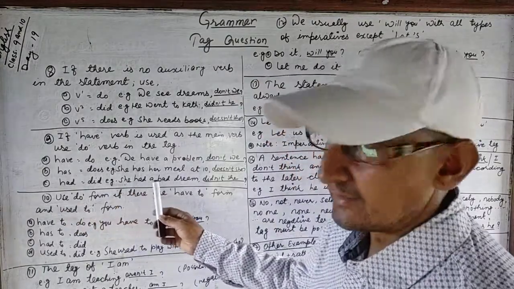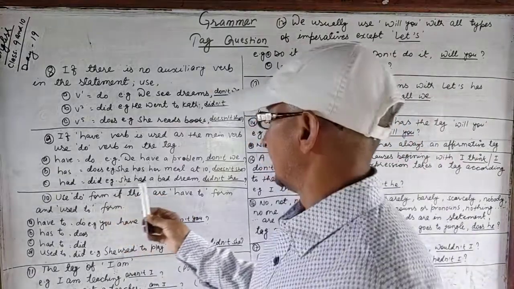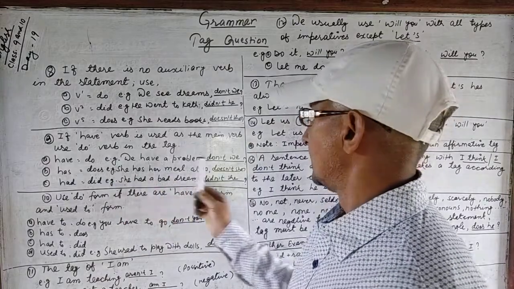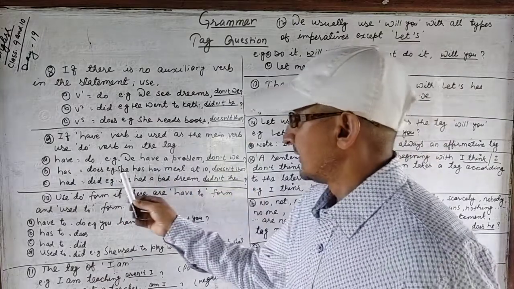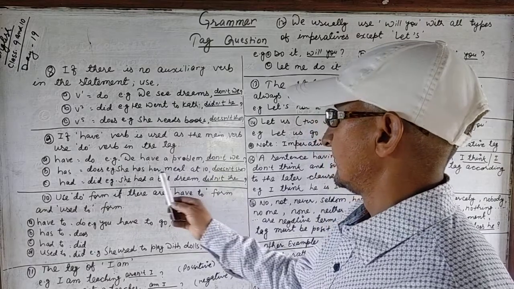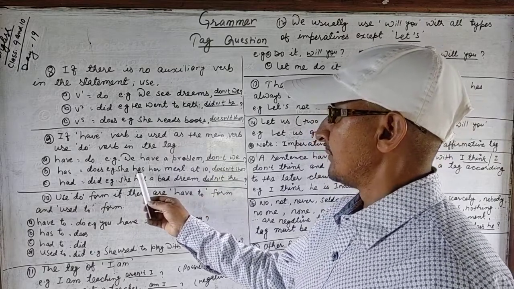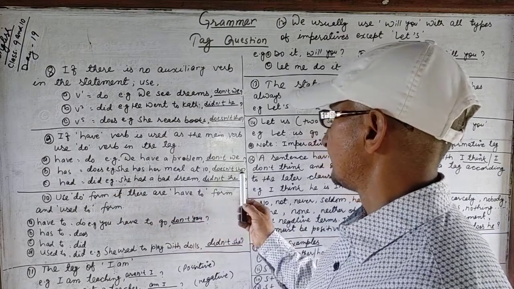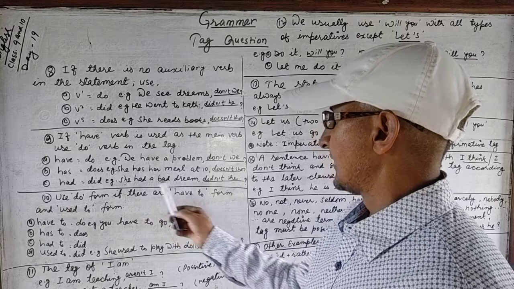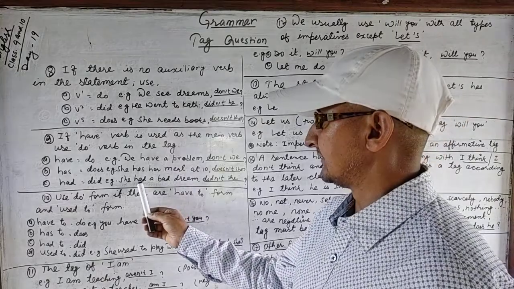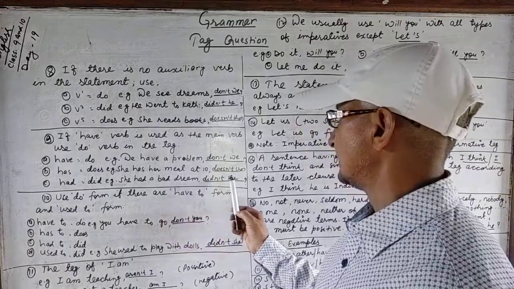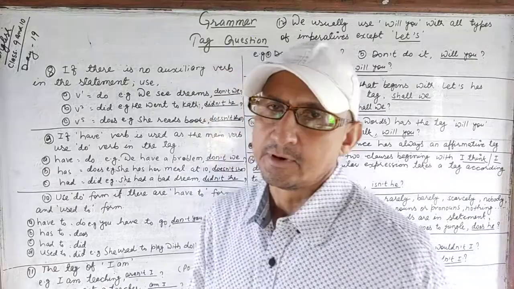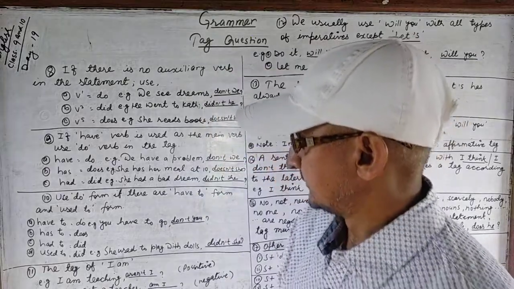Let's clear it with the help of examples. We have a problem. For have, we use do. Don't we. She has her meal at 10. Has is used as a main verb in this sentence, so we use does, doesn't she. She had bad dreams. Had is used as a main verb in this sentence, so we use did, didn't she. In this way, if there is the have verb as a main verb, we use the do form of the verb in the tag.